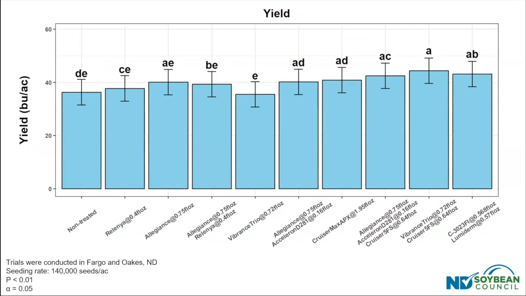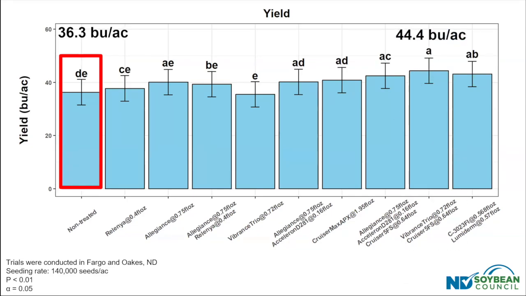Now, what's really important is the yield. Ultimately, that's what the majority of the farmers are going to be looking at here. And so this is the exact same type of figure, but again, the non-treated on the left-hand side over here yielded an average of 36.3 bushels per acre. The best product on the right, the highest performing, was 44.4 bushels per acre. Okay, so that right there is an 8 bushel advantage just because of the individual seed treatment that was used.